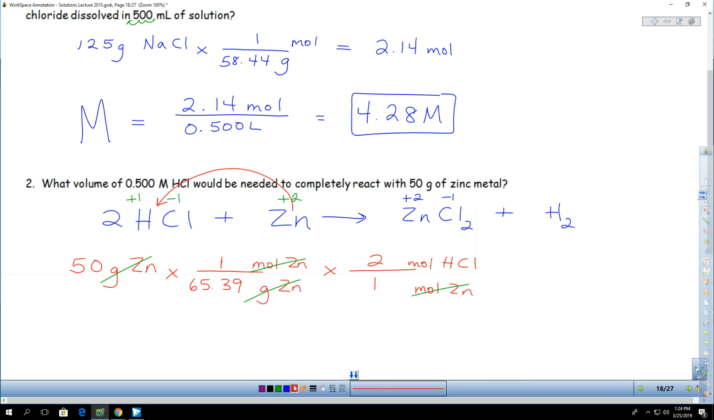And so right now, if I go 50 divided by 65.39, times two, I'm looking at about, oh gosh, figures. I'm gonna leave three. I don't know if that 50 grams is supposed to be exact or if it's an estimate. I'm gonna go three, just for fun. All right, 1.53 moles of HCl.